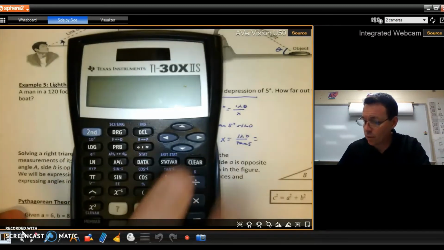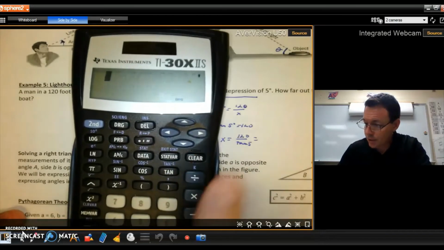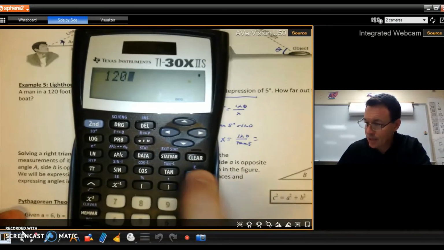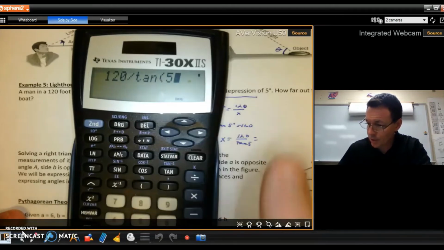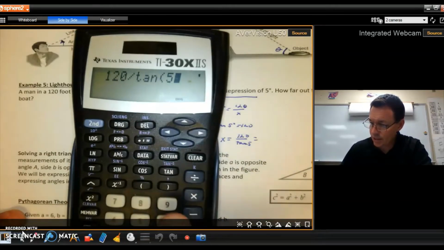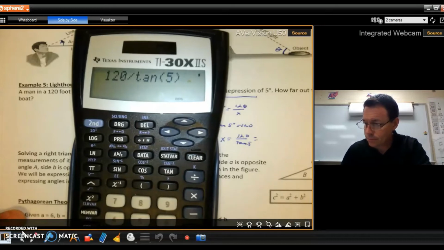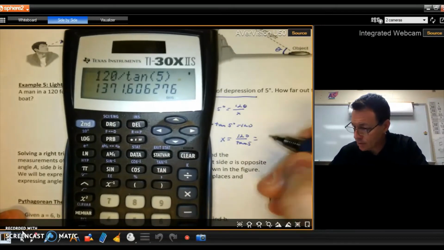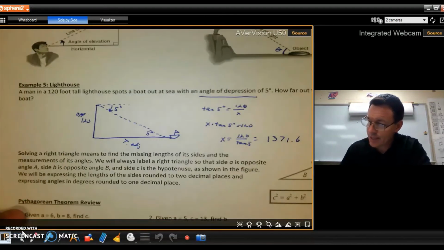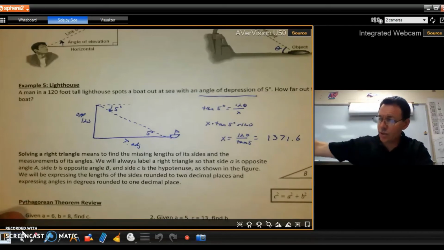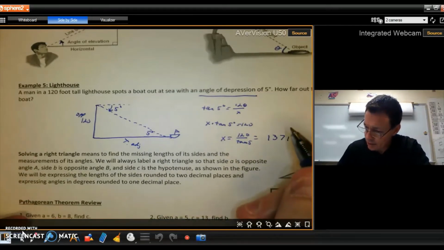We're going to take 120, let me clear everything, 120, and we're going to divide it by the tangent of 5. Whenever they give me a parenthesis, I like to close my parenthesis. And that's our answer: 1,371.6. That'll work. That's how far out into the water, how many feet.